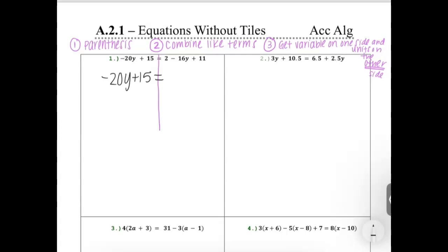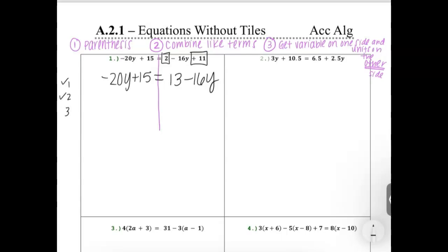But on this right side, there are 2 units and 11 also positive units. So we have 13 positive units. Some of you are trying to take 2 away from both sides, and when they're on the same side, you just put them together. There's 2 here, 11 here, altogether there's 13 positives, but we still have 16 negative y's. So we've done step 1, because there wasn't any. Step 2, we just combine like terms.